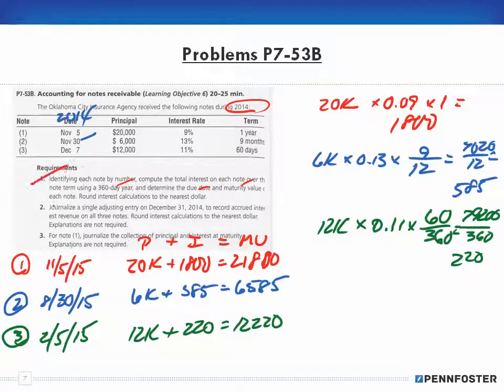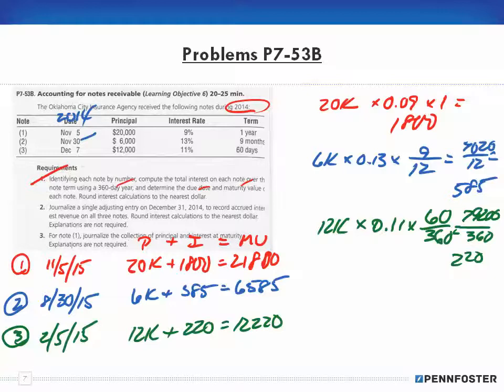Number 2, journalize a single adjusting entry on December 31st to record accrued interest revenue on all 3 notes. Round interest calculations to the nearest dollar, and explanations are not needed.